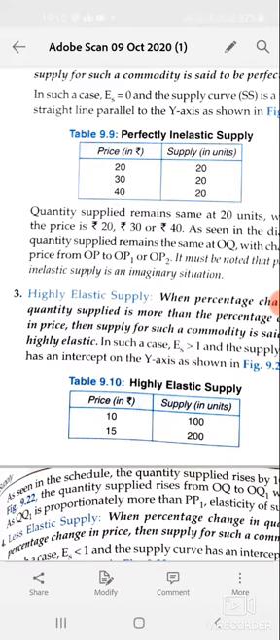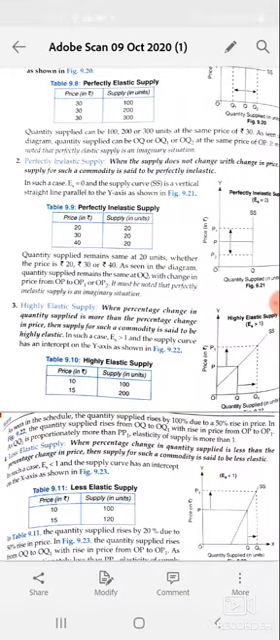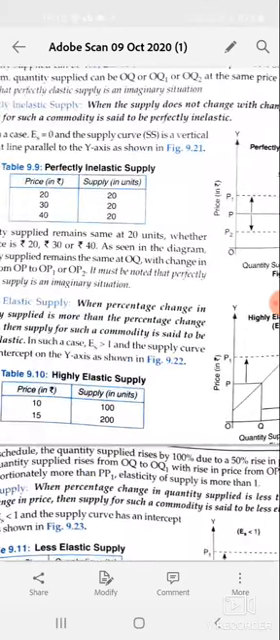Now in this case, remember, supply changes faster than change in the price. Change here means both increase or decrease. Both. If supply responds faster than the price, then it is called highly elastic supply.